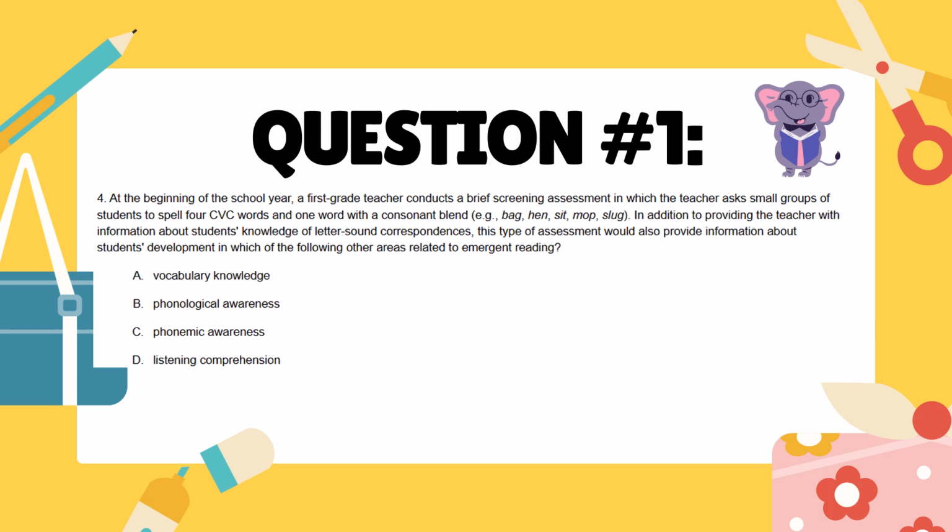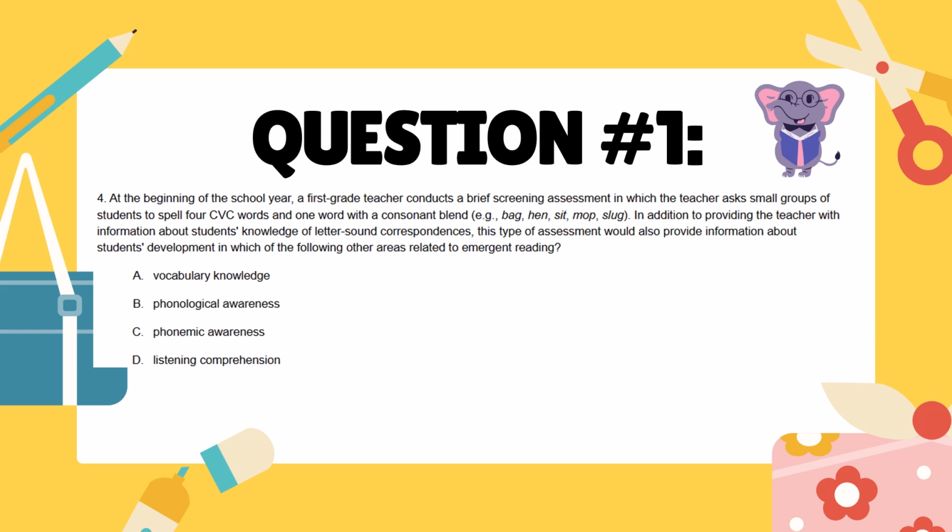At the beginning of the school year, a first grade teacher conducts a brief screening assessment in which the teacher asks a small group of students to spell 4 CVC words and one word with a consonant blend. In addition to providing the teacher with information about student knowledge of letter-sound correspondence, this type of assessment would also provide information about student development in which of the following other areas related to emergent reading.